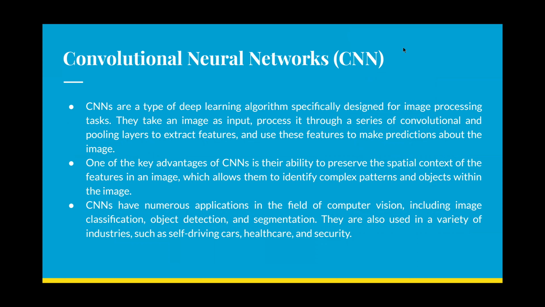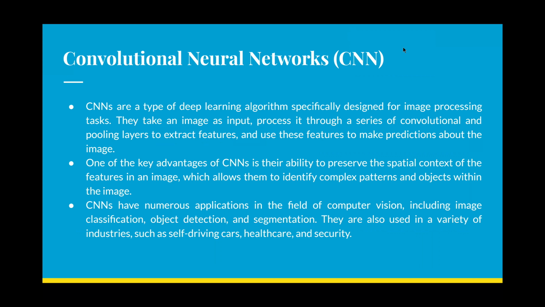Yep. So convolutional neural networks are deep learning algorithms designed for image processing tasks. They extract features from an image by processing it through convolutional and pooling layers, which allows them to identify complex patterns and objects within the image while preserving its spatial context. This makes them particularly effective for tasks such as image classification, object detection, and segmentation.